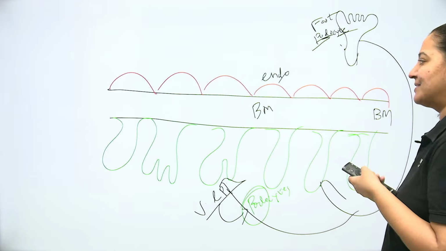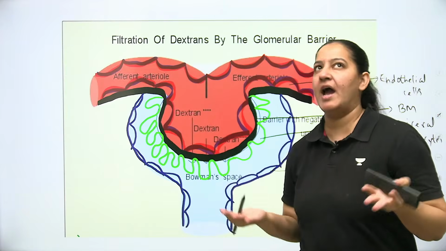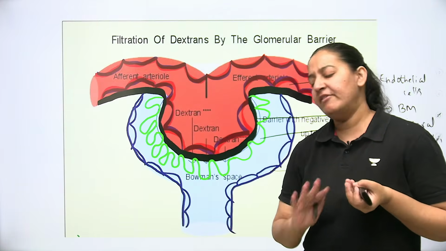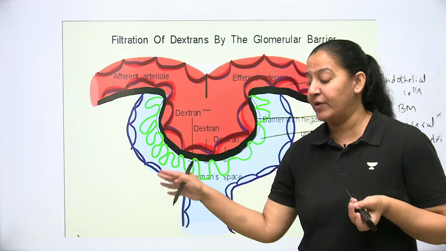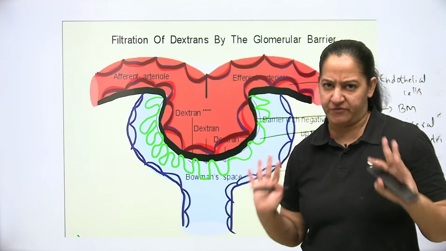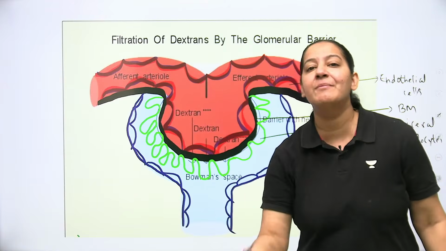Today I'm going to teach you nearly 20 or 25 different types of glomerulonephritis. I will teach you all primary, all secondary, all hereditary, all congenital types of glomerulonephritis and the differences between them. Now in all the glomerulonephritis, one thing is common: the inflammation of the glomerulus.